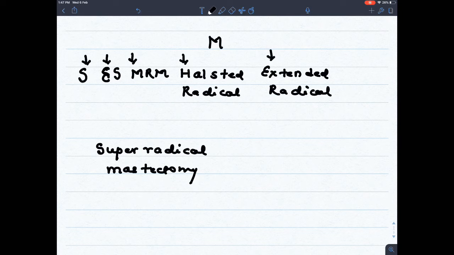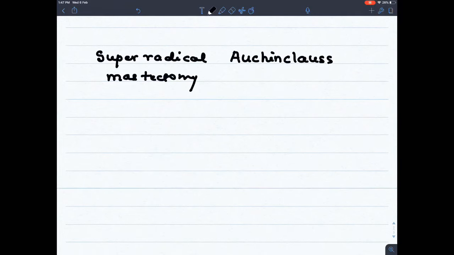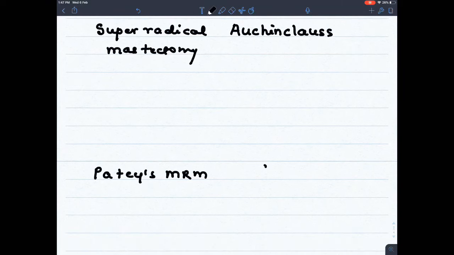In super radical mastectomy, we are going to do more extensive surgery, but let me conclude all of the extra topics, which are one is super radical, then we have to compare it with the Auchincloss mastectomy. What is Patey mastectomy, how does it differ from the other one, and then Scanlon mastectomy. Super radical, Auchincloss, Patey and Scanlon, these are other 4 varieties of breast removal surgery.